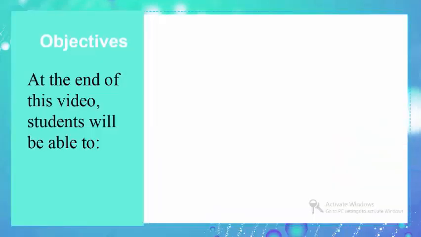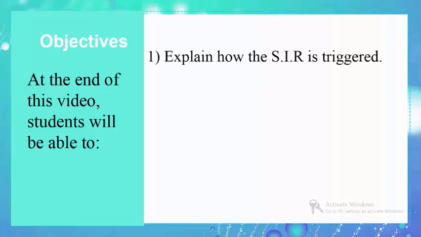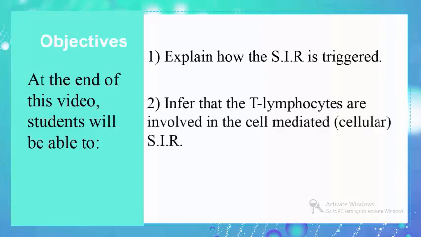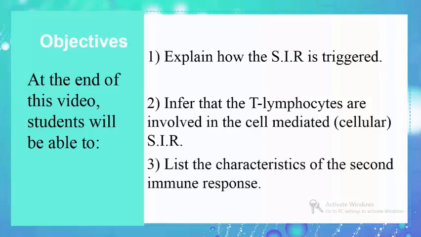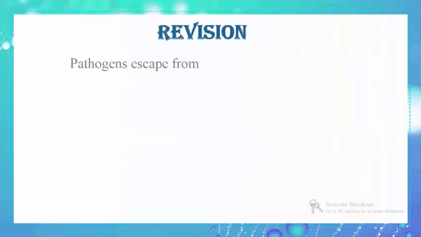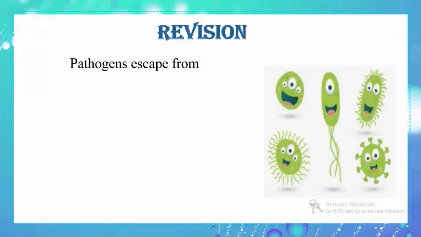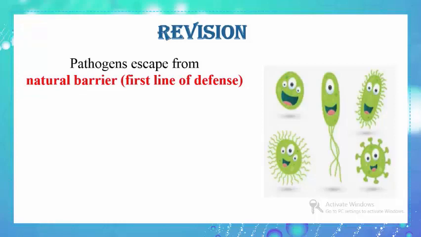At the end of this video, you will be able to explain how the specific immune response is triggered, infer that the T lymphocytes are involved in the cell-mediated specific immune response, and list the characteristics of the second immune response. Once pathogens escape from the first line of defense, which is the natural barrier.